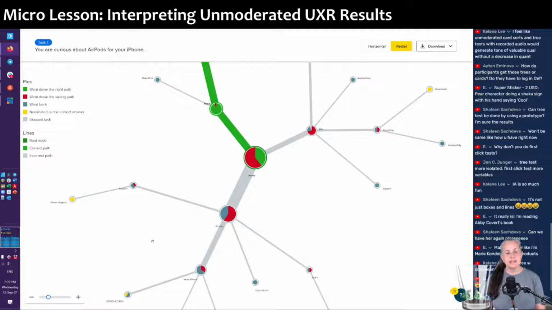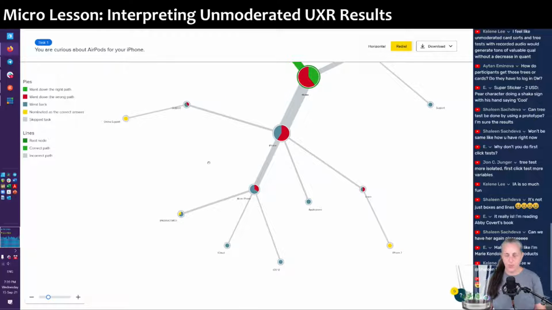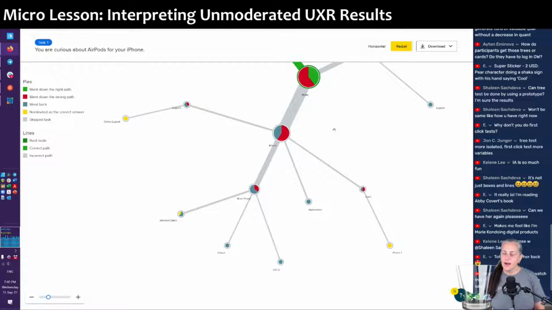And then you can see, again, here's where we have our outliers. You can tell some people just gave up. Where would you think you would find AirPods? So the yellow ones are what people nominated as the answer. Online support, clearly that person gave up. Product red, gave up. iPhone 7, gave up. So I think of these as people who gave up because they nominated an answer that clearly is not where you're going to find AirPods.